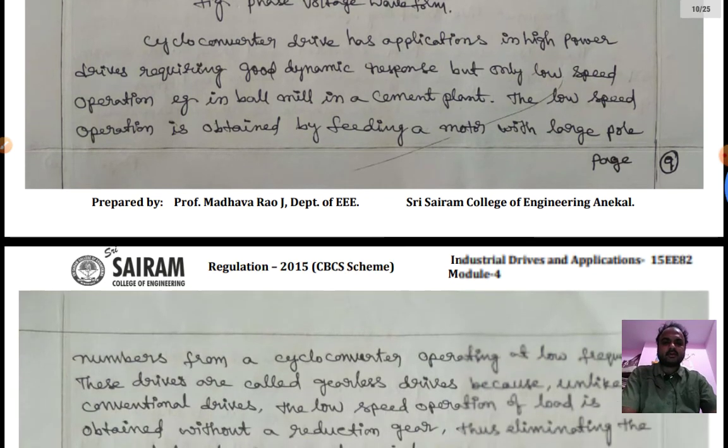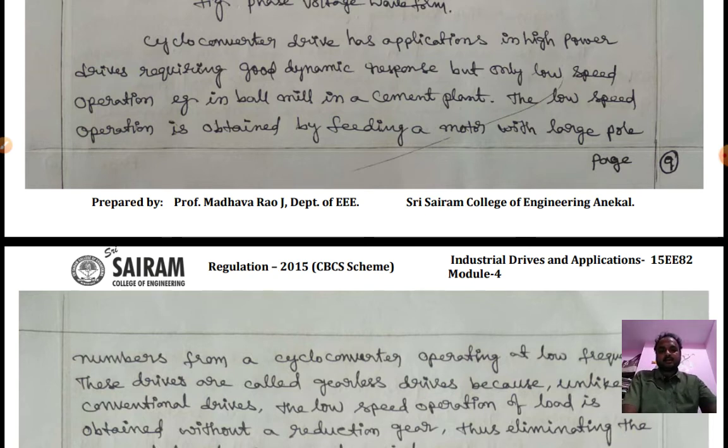Next, if you see the applications of cycloconverter, these cycloconverters are used in high power drives requiring good dynamic response but only low speed operations. Examples are ball mills and cement plants. So in cement plants and ball mills we are using high power drives at low speed, and these cycloconverters are employed in those applications.